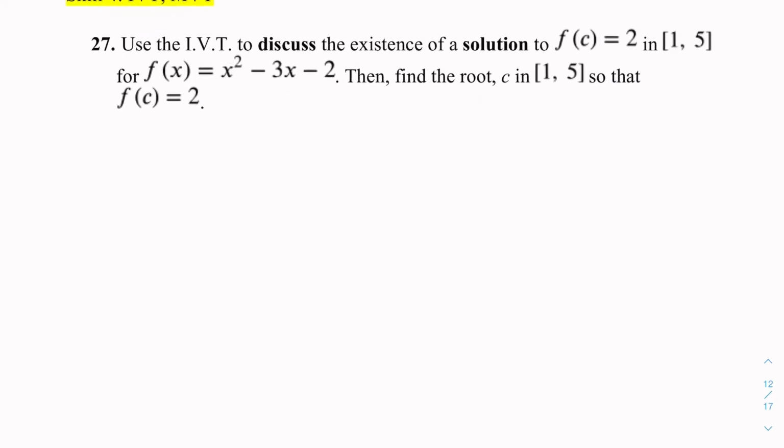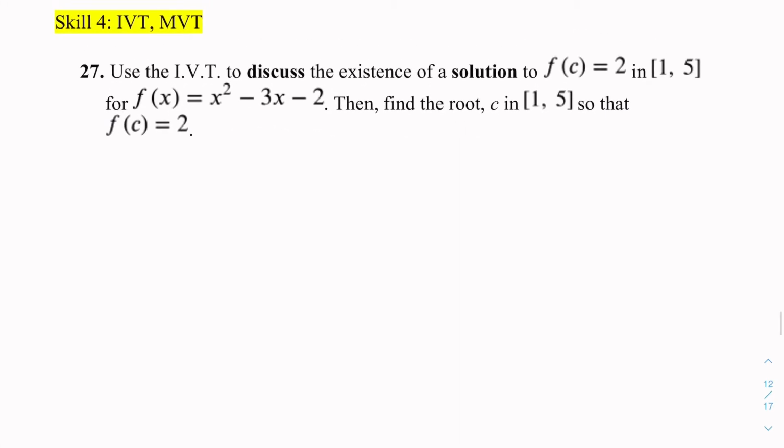Time for our final skill from Unit 1, using the intermediate value theorem and the mean value theorem. Number 27 says, use the IVT to discuss the existence of a solution, f of c equals 2, in the interval from 1 to 5 for this function. Then we'll address the second part of the question later.